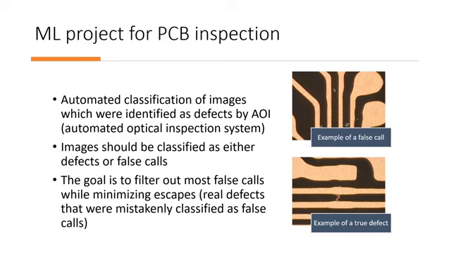And by escapes, we mean real defects that were classified as false calls and as a result escaped to the final product. And on the right, there are examples of this type of images that would represent some type of false call, like foreign material or some type of dust. And this is the short that is a critical defect and has to be detected.